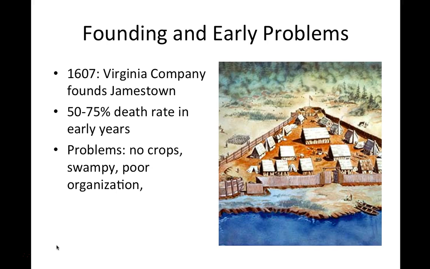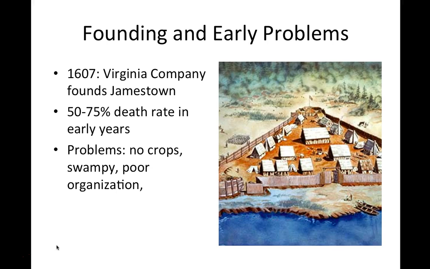But because this was a profit-driven motive, this was not families looking to establish permanent settlements. This was men, oftentimes adventurers, merchants, people like that, coming to make a quick buck and leave. And one of the famous stories is the men frantically digging for gold, which does not exist in Virginia, rather than planting crops that they will need to sustain themselves in the winter.